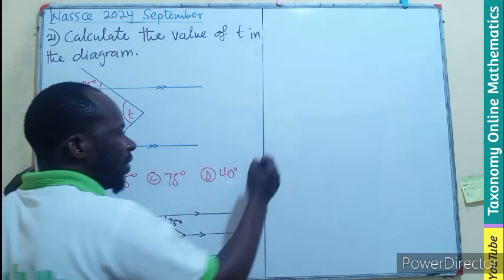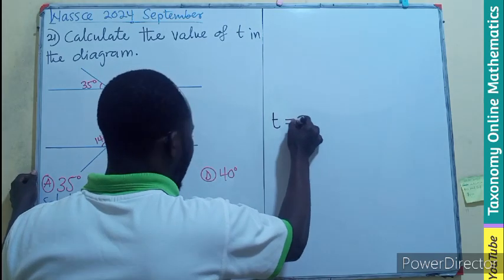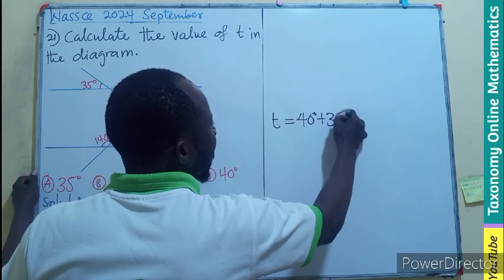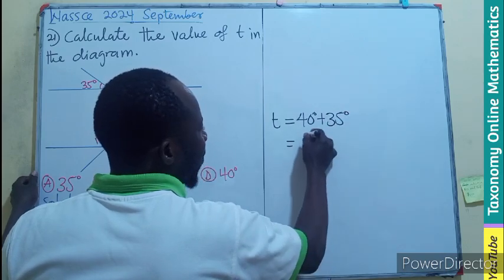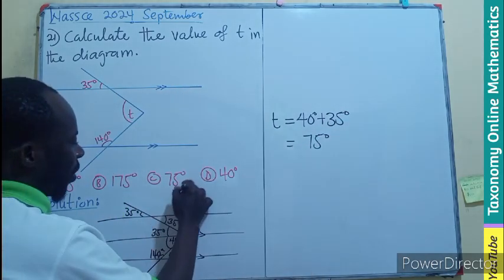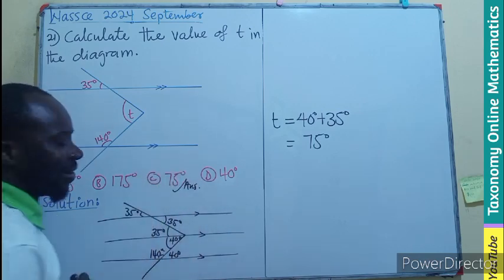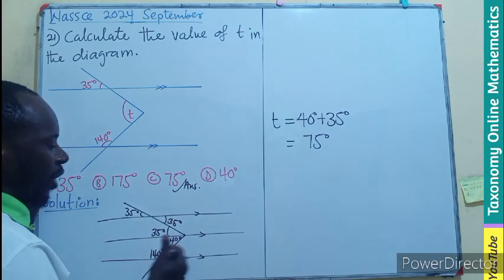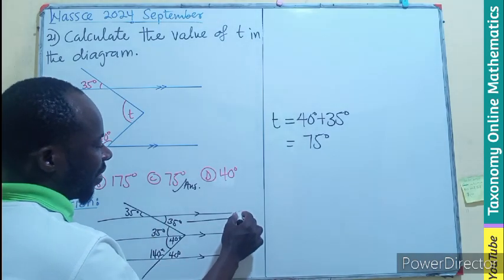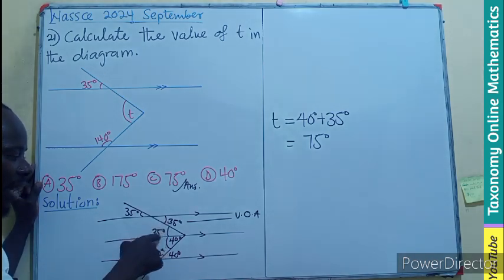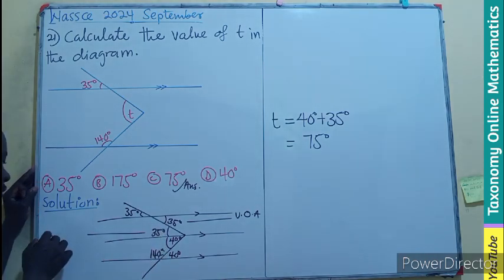T. So we only say that T is equal to 40 degrees plus 35 degrees, and that will give us 75 degrees, in the case of this, as the option C. So we can say this being equal using vertically opposite angles. Then this and this will also be equal using the alternate angles, right?